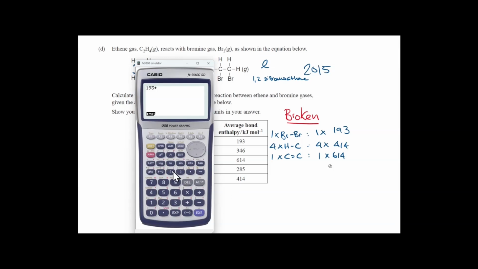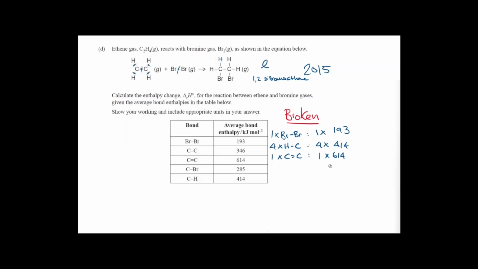193 plus 4 times 414. I know you don't need to put the brackets, but I put them in there just to show you. So 2,463 kilojoules. So to break up these two molecules, we would need 2,463 kilojoules per mole. I would have thought a bit more, but okay.